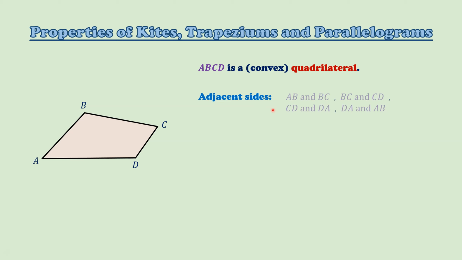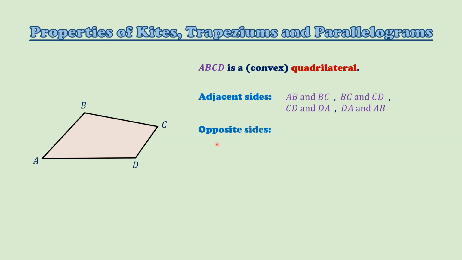Adjacent sides means a pair of sides which are connected together. In a quadrilateral, there are four pairs of adjacent sides. In this example, the pairs are AB and BC, BC and CD, CD and DA, and DA and AB. So we have four pairs of adjacent sides in a quadrilateral.